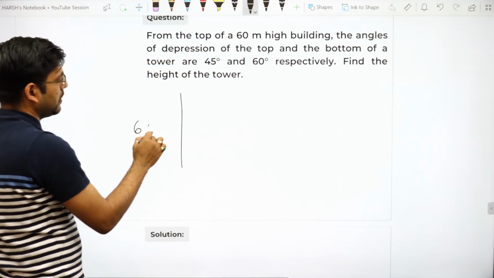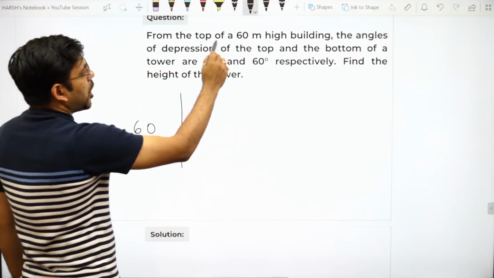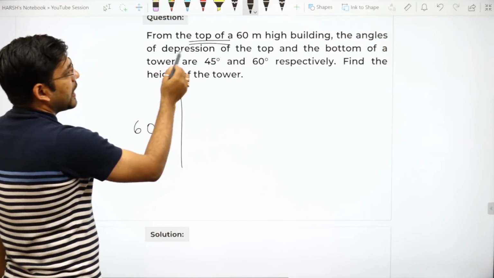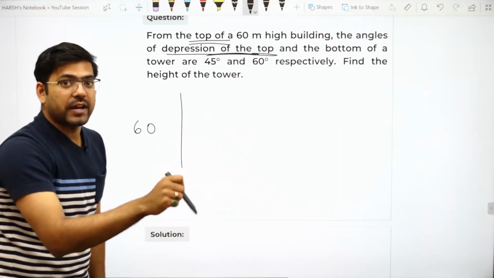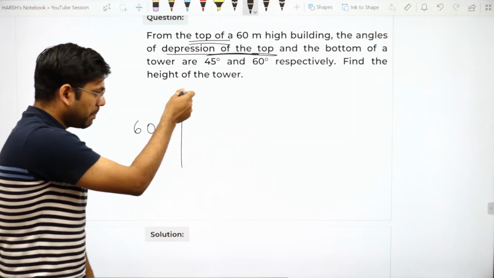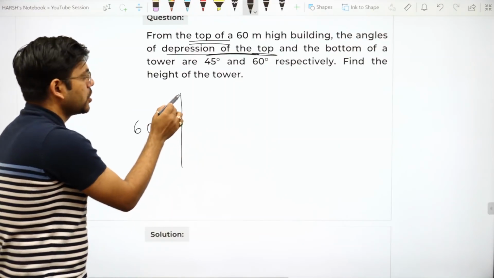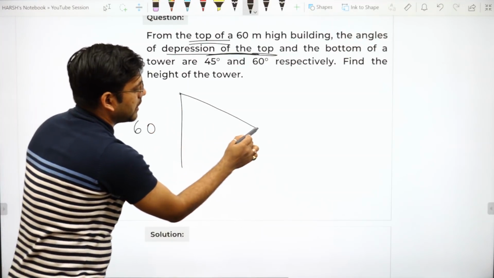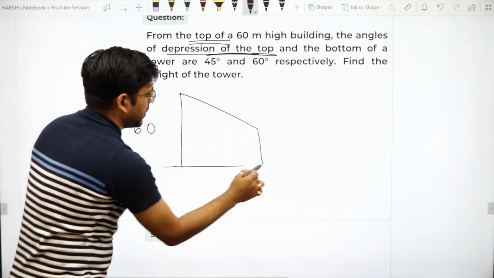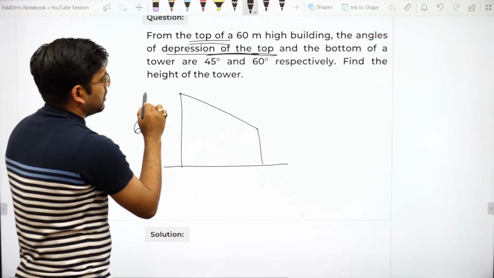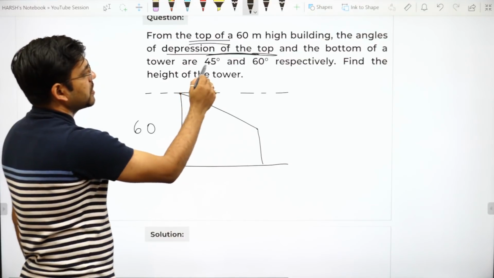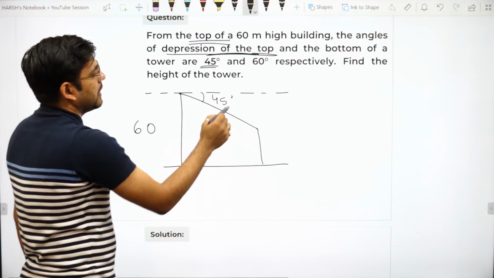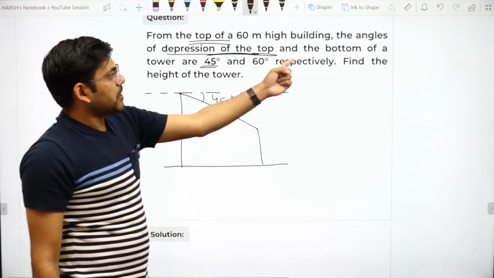So this is 60. Now it is saying from the top, angle of depression of top. This means the other top at which I am looking is also below the level of this building. So this will be the top of another building, and here goes the line of sight. This first angle of depression is 45 degrees. And in a similar fashion, the angle of depression of the bottom.